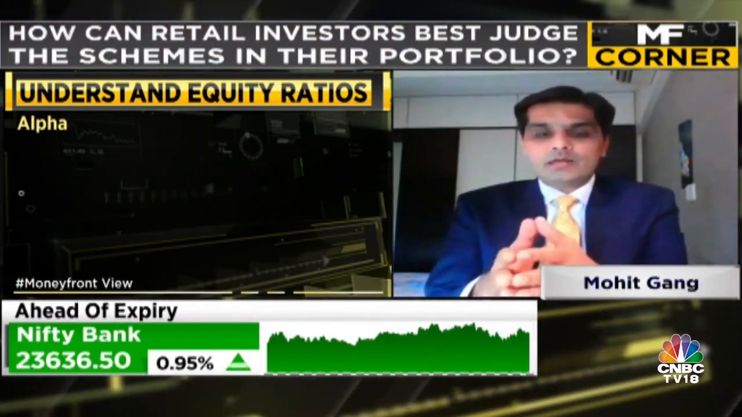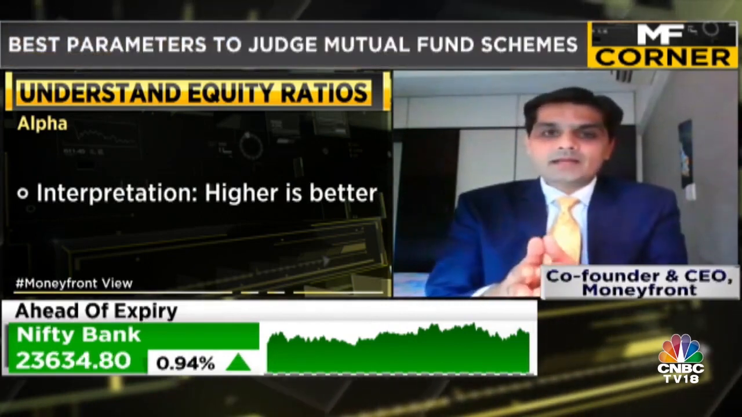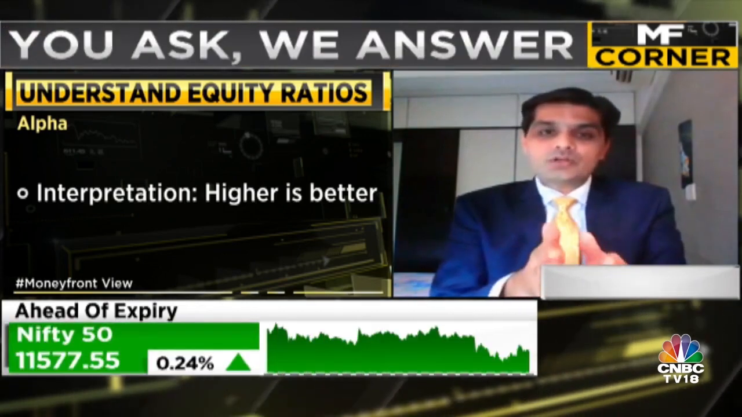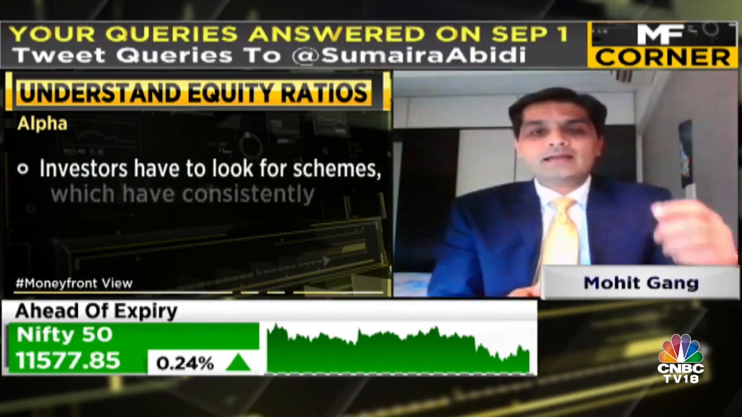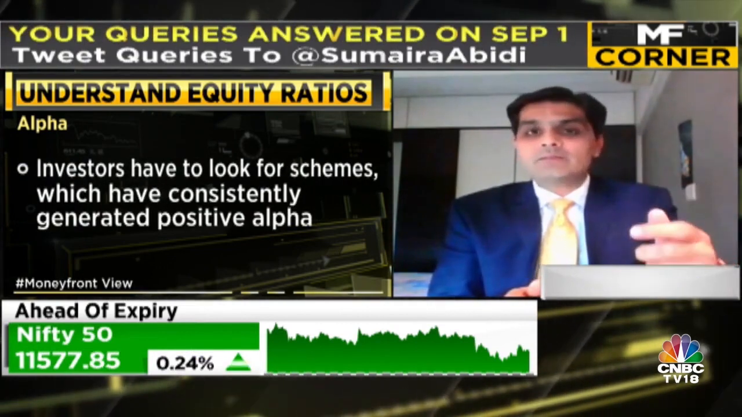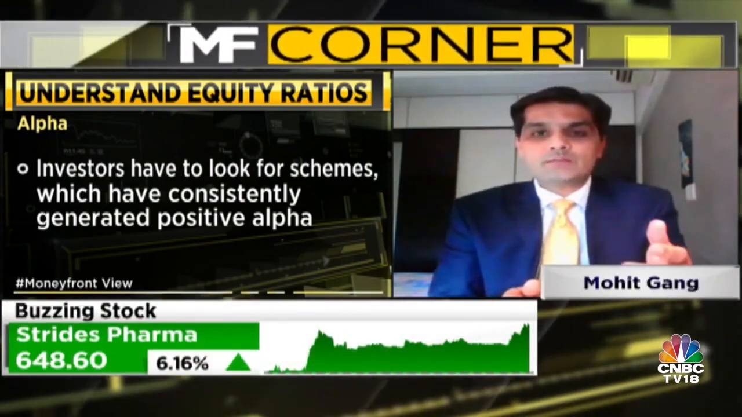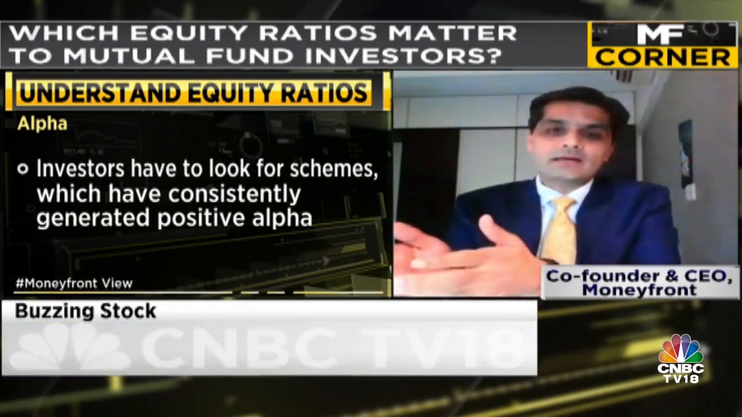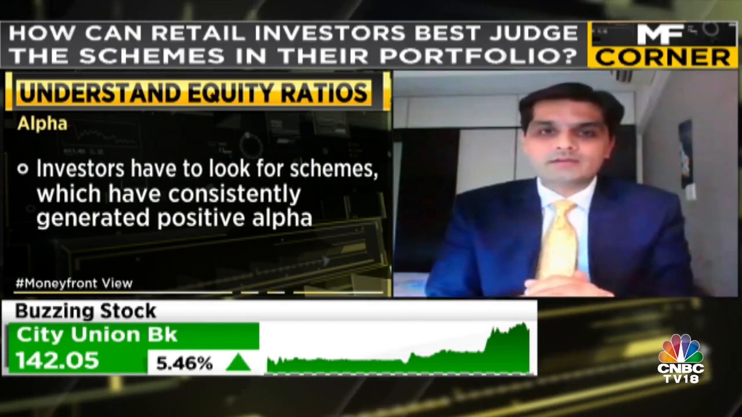So when we compute alpha, or when we take a look at the alpha number of a scheme, it tells us whether the fund manager in that scheme has been able to generate excess returns over the benchmark index. And if a scheme does that consistently, that means the fund manager is doing a great job. You should look for schemes which are delivering positive alpha. For schemes which are not delivering positive alpha, you might as well be invested in the benchmark in a passive way. So that's broadly alpha.